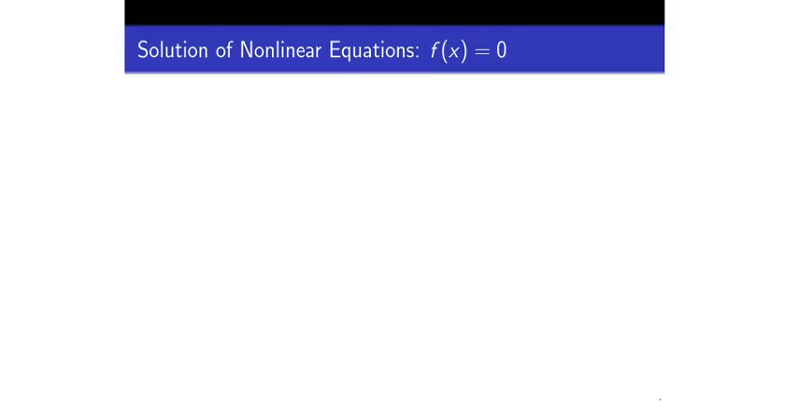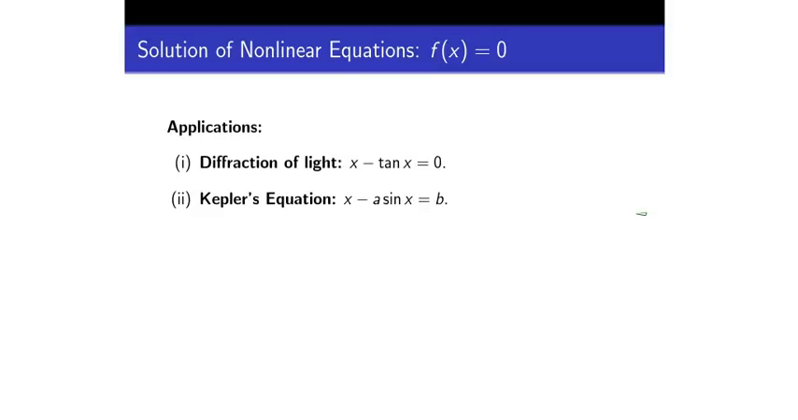As I told you, there are situations where you may not be able to find the exact solution. For example, in applications like diffraction of light, the equation is given by x minus 10x equals 0, which you cannot solve directly. So you certainly require a numerical scheme for finding the roots of this equation. Similarly for Kepler's equation, where the sine function is involved.